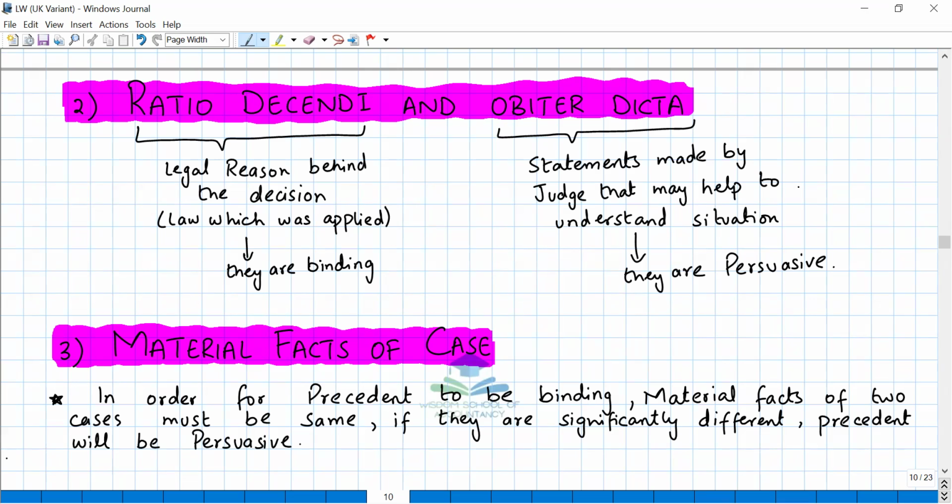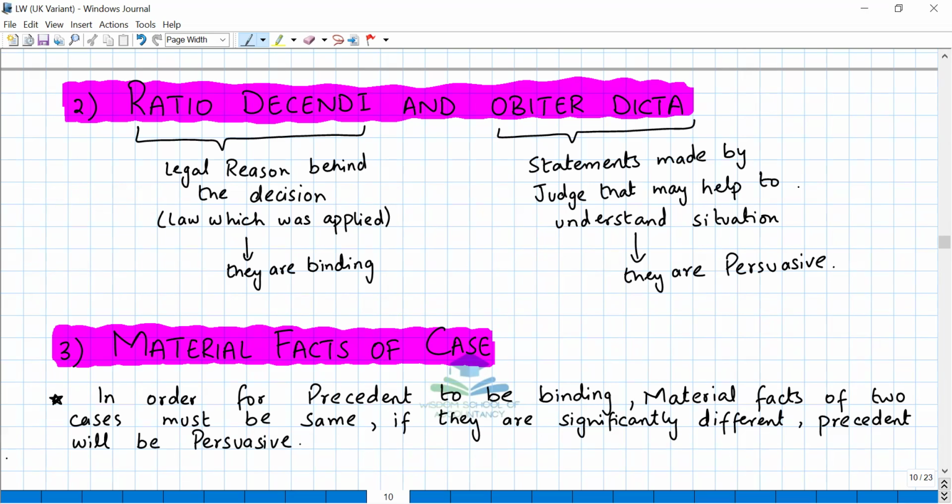Ratio decidendi means the legal reason behind the decision, the law which was applied, the statement that was given by the judge when he made the decision. In that statement, the reason behind which he made the decision, or the law that he used to make that decision, that legal reason is binding on the future judges. Okay, that legal reason is binding on the future judges.